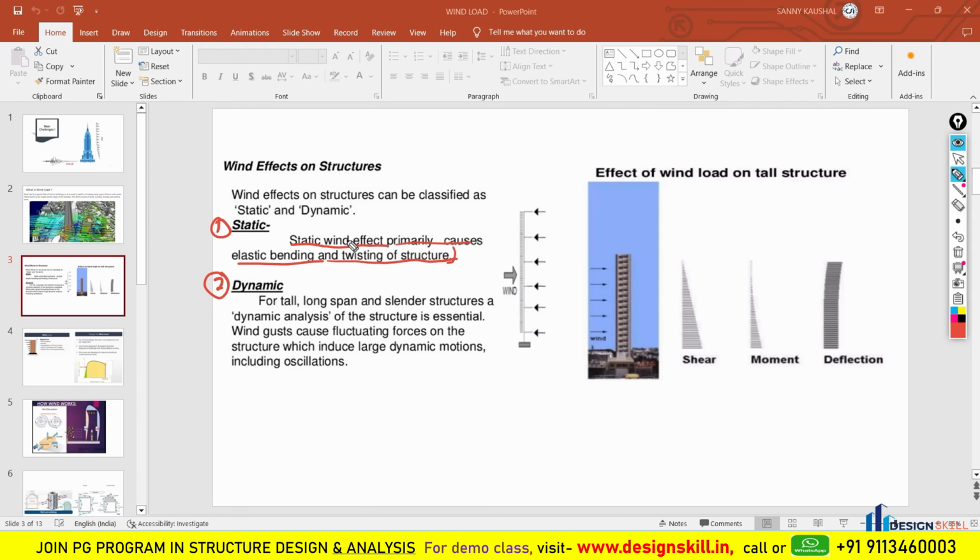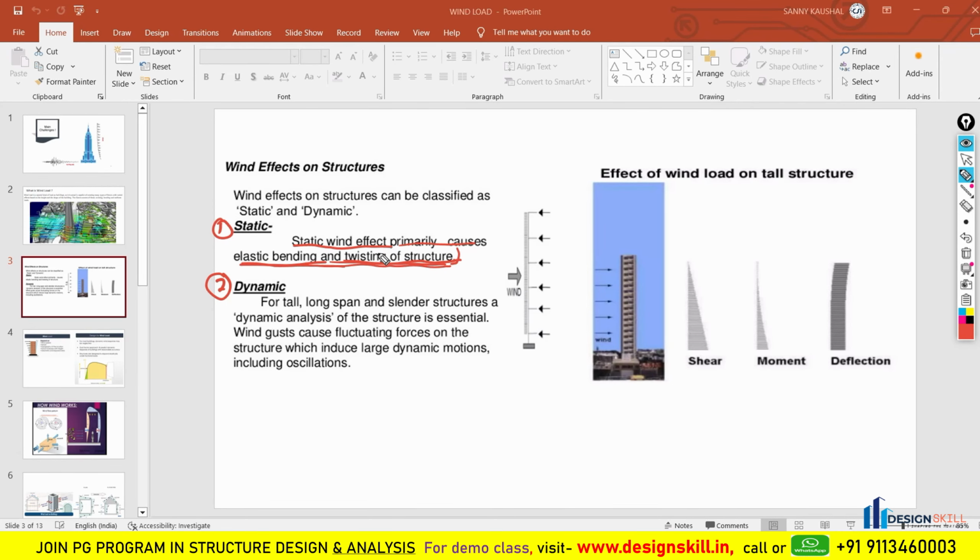So any wind effect which is causing the elastic bending and twisting of the structure, we will call that the static effect of the wind on the structures. Now when any wind effect is causing the dynamic effect, the thing is going to change. The first was for the static one, which is causing only the elastic bending and twisting of the structures.